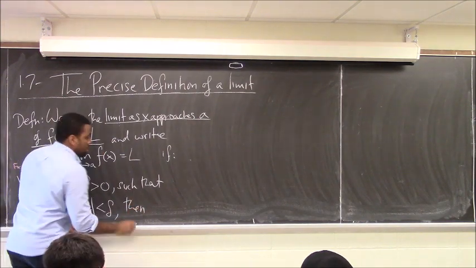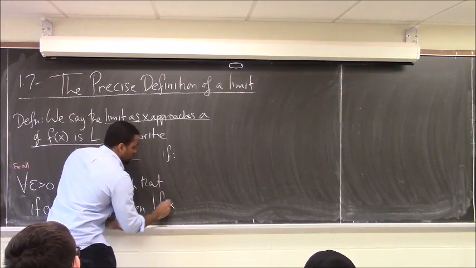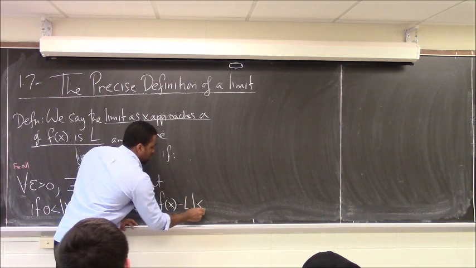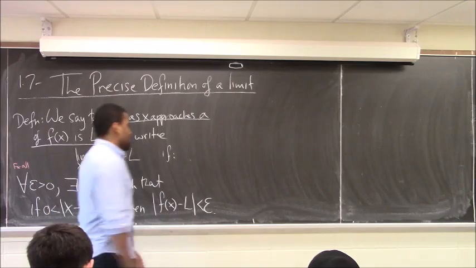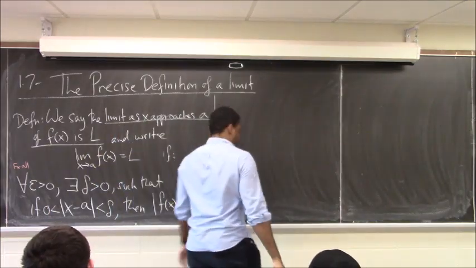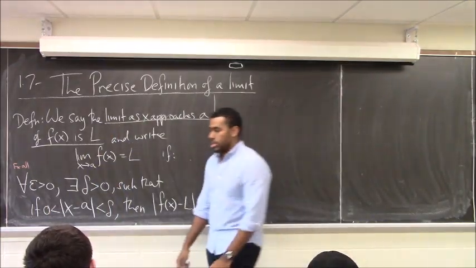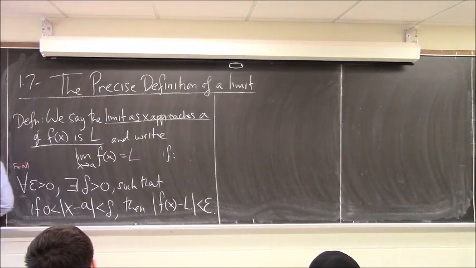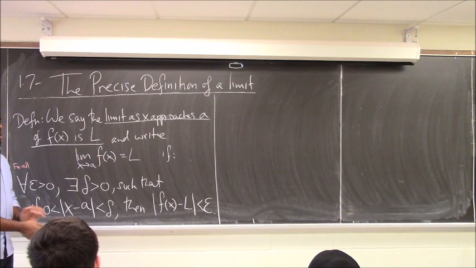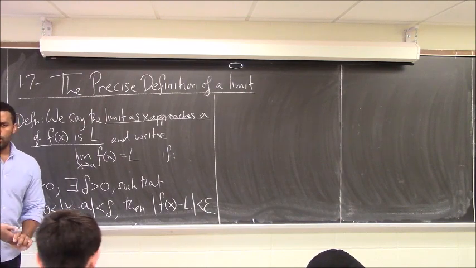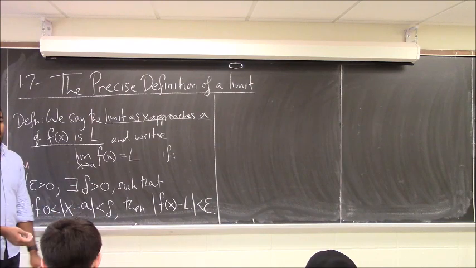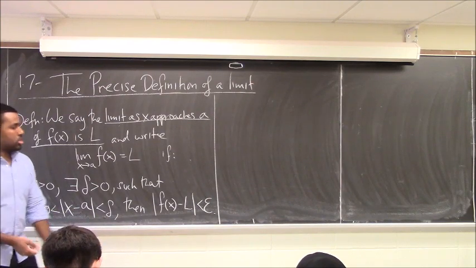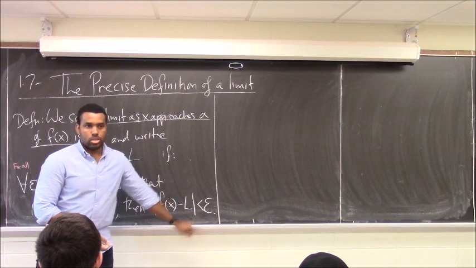Then the distance between f of x and L will be less than epsilon. And this is what we mean when we say the limit as x approaches a of f of x is equal to L. Right? So basically this is saying when the x values get close together, how close? Delta close. Right? The y values will get close together. How close? Epsilon close. Right?